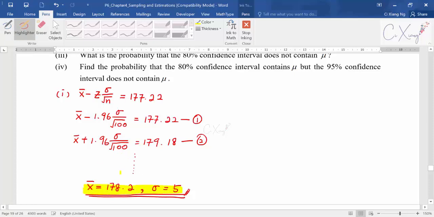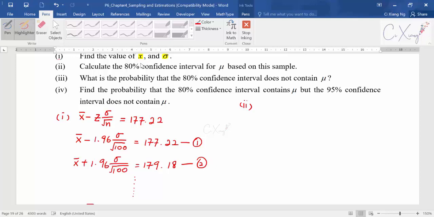Okay, so please take some time to solve it out. Solve the simultaneous equation, which is quite easy. Okay, then now we go to part number 2. Alright, so what do they want for part number 2? For part number 2, they want you to calculate the 80% confidence interval for mu based on this sample.